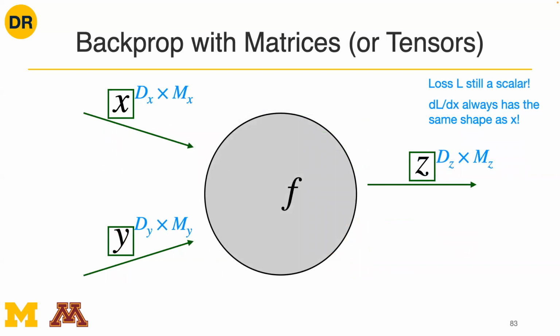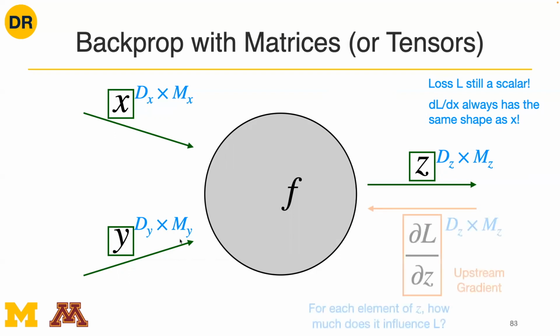Okay, so very quickly, I'll mention that this discussion extends to multidimensional inputs, so beyond just vector valued input, to matrix valued or tensor valued. All of our discussion of backpropagation extends. Let's say that instead of having a vector valued input x and a vector valued input y, we have a matrix of dimension d sub x by m sub x for x, and of dimension d sub y by m sub y for y. The corresponding output, let's say, is also a matrix of d sub z by m sub z.